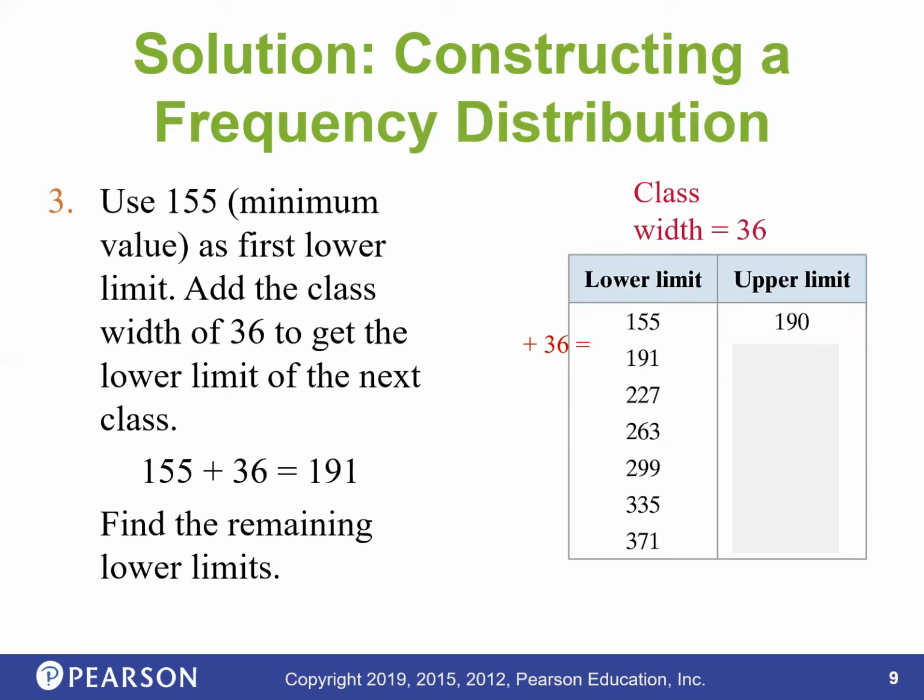All right, so I'm going to subtract 1 from each of the upper limits. So 227 makes 226. 263 makes 262. Then we got 298, 334, 370. And then the last one here, 371, I'm going to have to add 36 this time. 370, adding 36 gives me 406. And done.